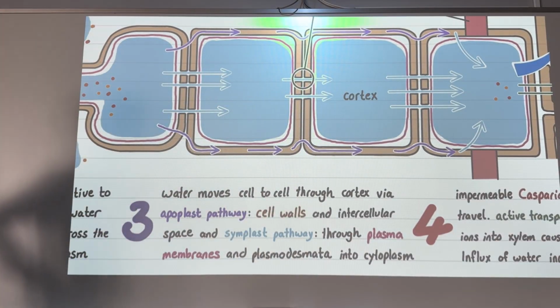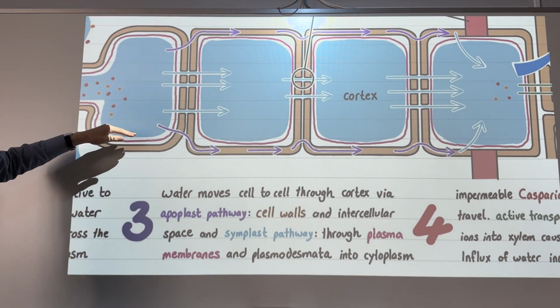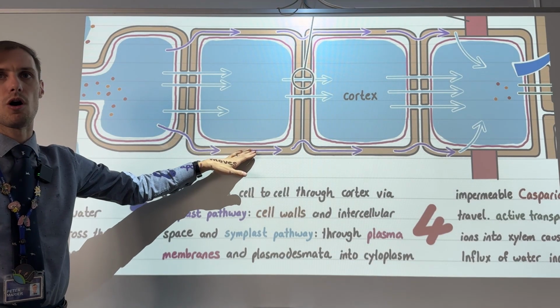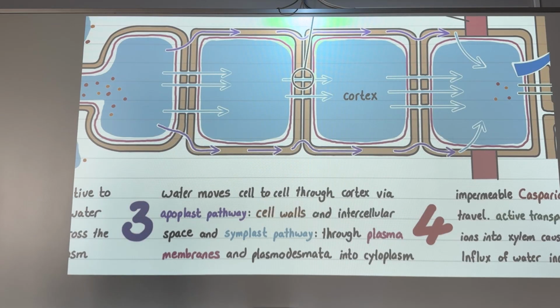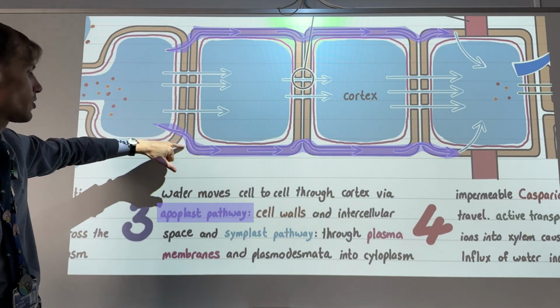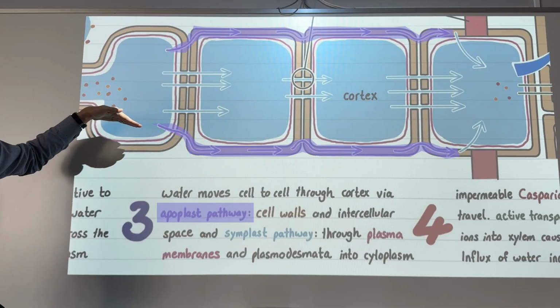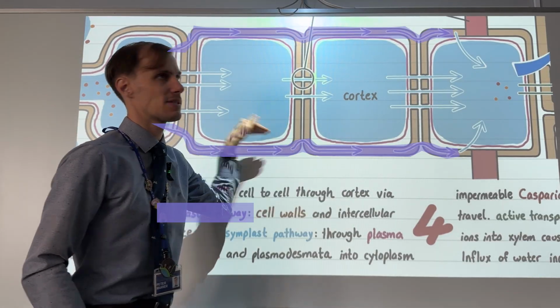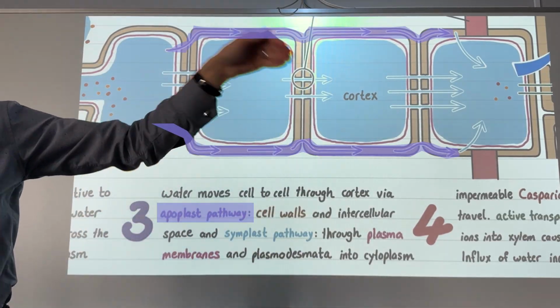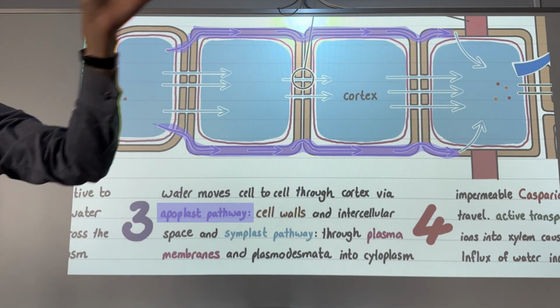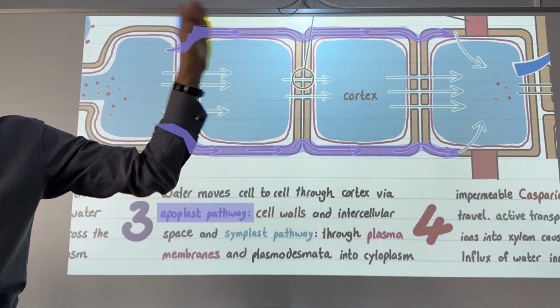One pathway is called the apoplast pathway. One pathway is called the symplast pathway. Water can actually move through the cell walls in something called the apoplast pathway. What I've shown here in purple is that intercellular space, water being able to flow from cell to cell to cell in the cortex. So it's actually flowing through the cell walls from one cell to the next.